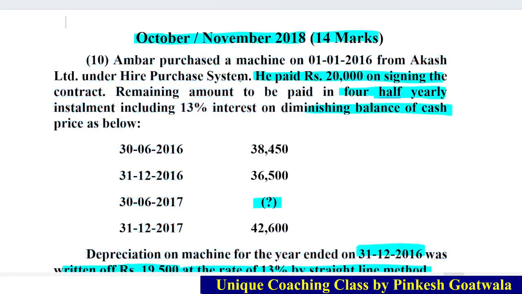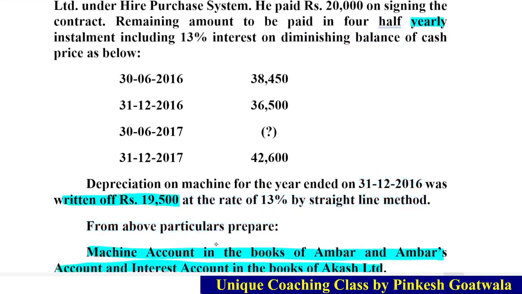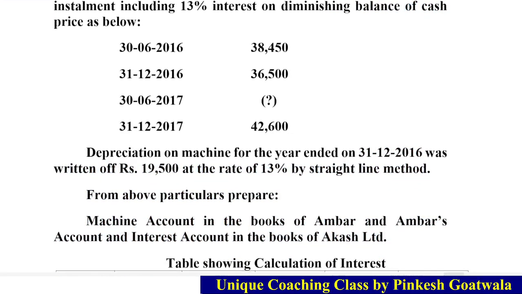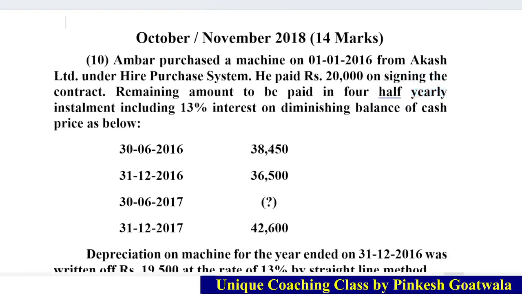First twist point, cash price is not given. Second twist point, they didn't give the amount of one installment. And third, all installments are paid within 2 years, every 6 months, in 16 and 17. Actually you cannot say it is a twist point, because whatever points we are going to understand in this sum, we have already learned in previous sum videos. The minor twist is about the date of installment, because here he pays installment every 6 months, so there is a difference of 6 months between them.